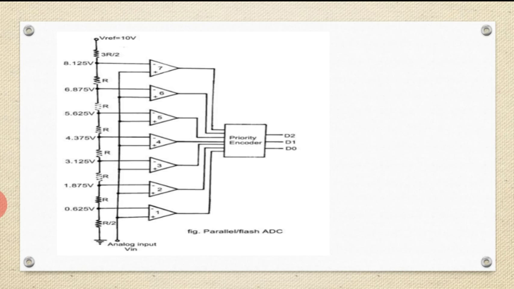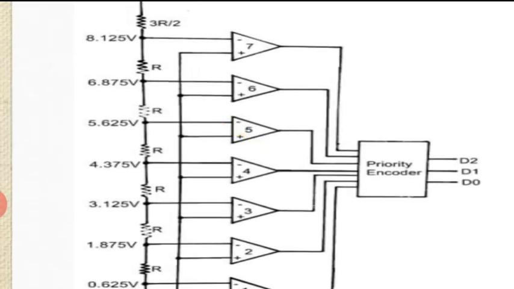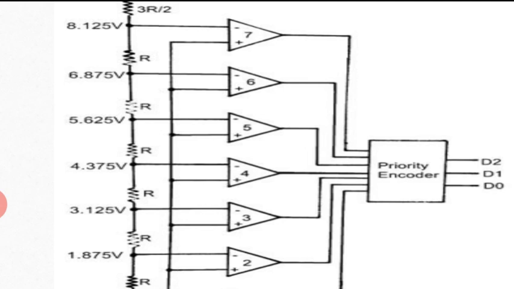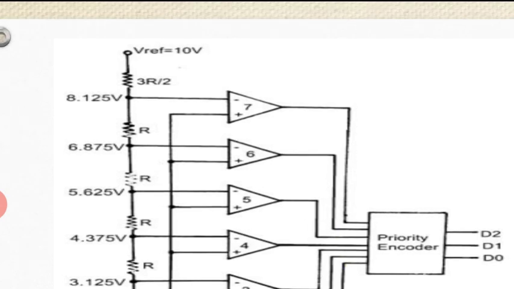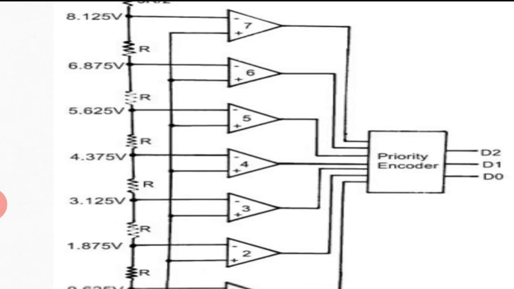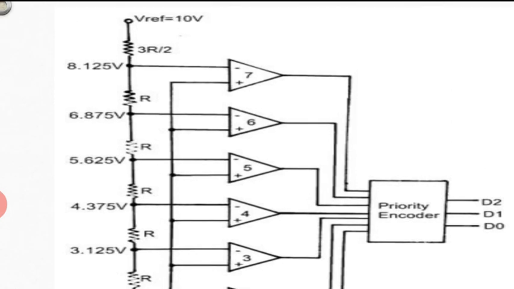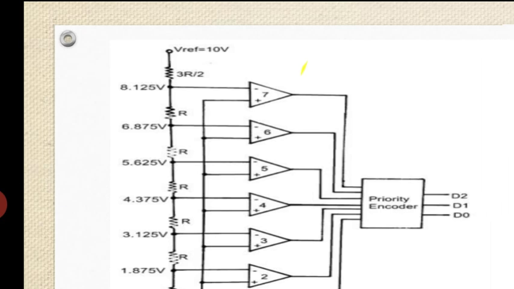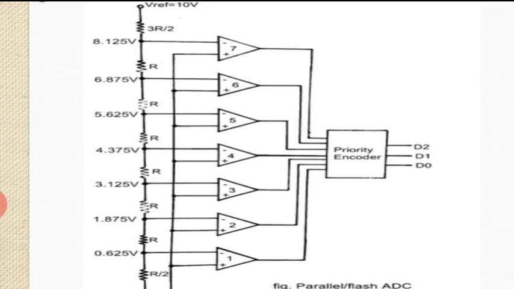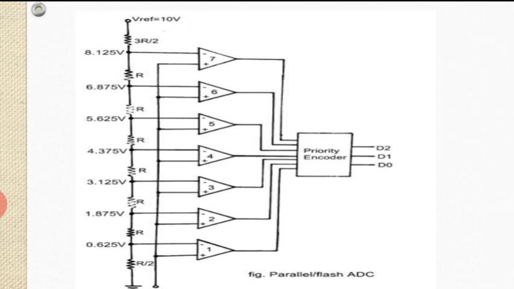Here the analog voltage is applied to the non-inverting terminal of all comparators using a single line. The reference voltage is applied to the inverting terminal of the comparators using a divider circuit, so the voltage will be divided. Each comparator produces digital output in the form of 1 or 0. I repeat, the number of comparators used give the output in the form of 1 or 0.